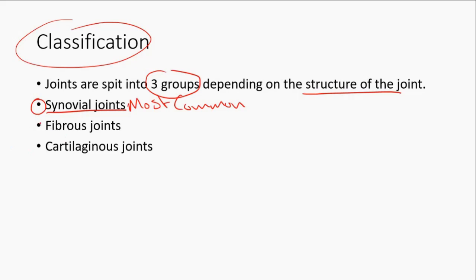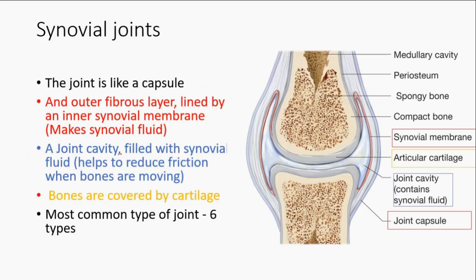The other type of joint is called a fibrous joint. From the name you can tell that it's made out of fiber. When I say fiber, that's like fibrous connective tissue. And then the last type is your cartilaginous type of joints. So we're going to go through these one by one. Let's start off with the synovial joint.